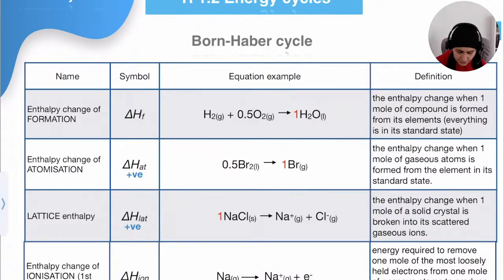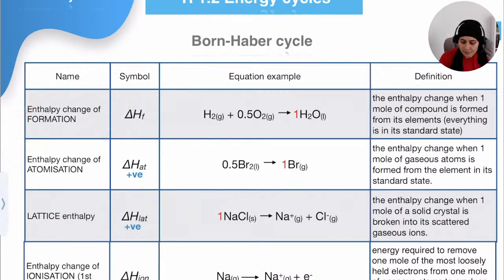And the key for drawing the correct Born-Haber cycle is to really understand the different enthalpies that are in that cycle. And I'm not even talking about definitions. Obviously, the definitions you have to know, but you have to understand how to write equations for every type of enthalpy change. So for the Born-Haber cycle, you need to know enthalpy change of formation, which we discussed last time.